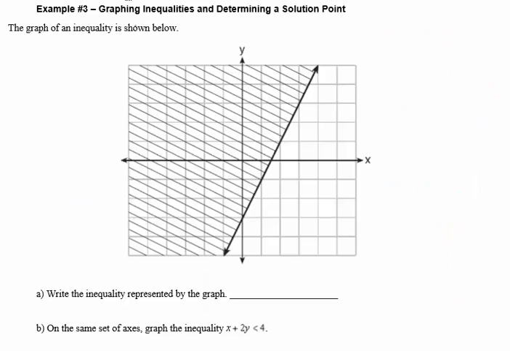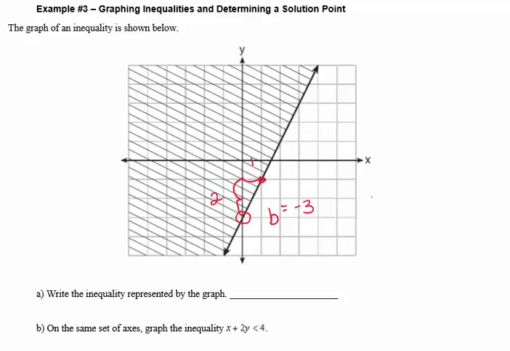Okay, let's look at this next example. It says graphing inequalities and determining a solution point. The graph of an inequality is shown below. Write the inequality represented by the graph. So I'm going to need a couple things here. I'm going to treat this like a linear equation. So I would need the y-intercept, which is -3. I would also need the slope, which is going to be a rise of 2 and a run of 1.